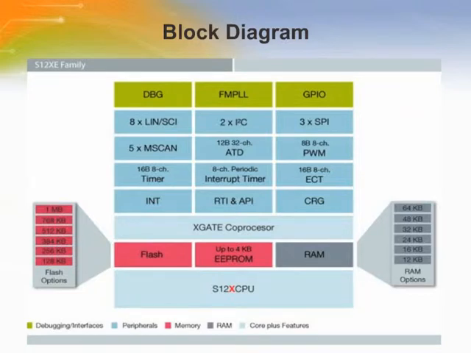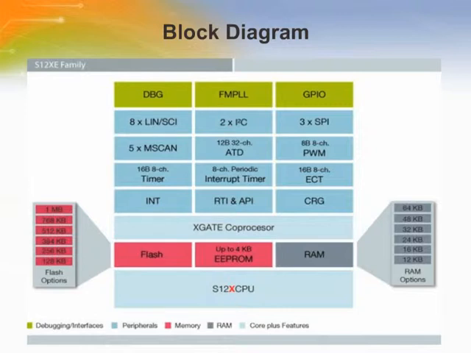The S12XE family features an enhanced version of the performance-boosting XGATE coprocessor, which has improved interrupt handling capability and is fully compatible with existing XGATE modules. The S12XE family also features an enhanced MSCAN module which, when used in conjunction with XGATE, delivers full CAN performance with a virtually unlimited number of mailboxes and retains backward compatibility with the MSCAN module featured on existing S12 products.